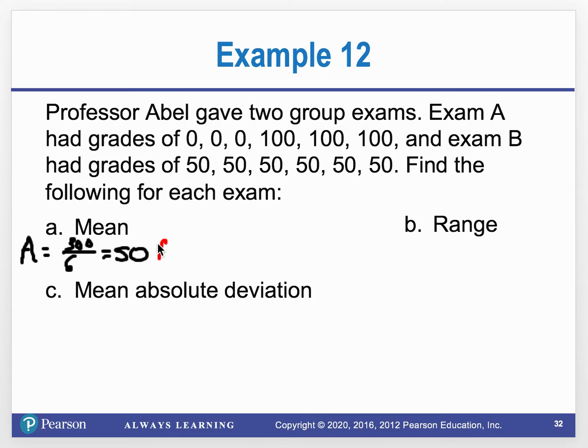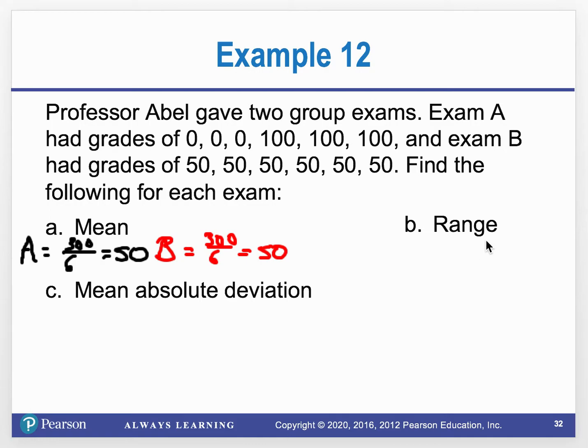Okay. For B, if I add them all up, 1, 2, 3, 4, 5, 6 50s, that's 300. And there's 6 of them. So that's 50. Notice here's the point they want to make with this, why they gave such oddball data. Your mean could be the same. And so we need more information because look how different these two sets of data are. But if we just looked at their mean or their average, we'd get the same number.